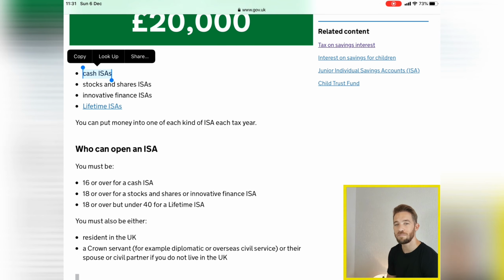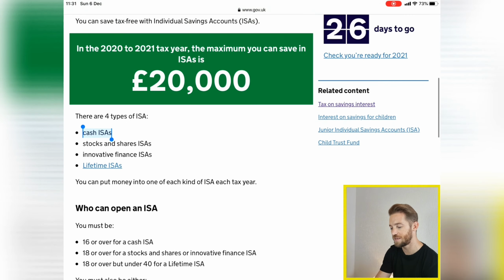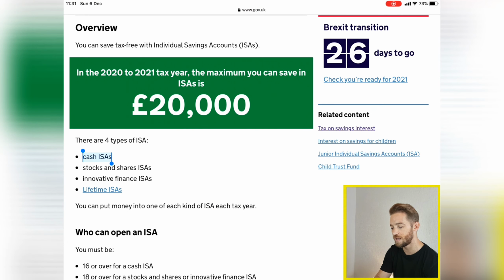So yes, you can have multiple ISAs, but you only have one ISA allowance, and you can see that in green at the top here, currently £20,000 per year. It could be increased or decreased by HMRC, depending on how much they want you to save or spend. They could increase this amount or decrease this amount, and they have done in the past. But currently £20,000 for the 2021 tax year.